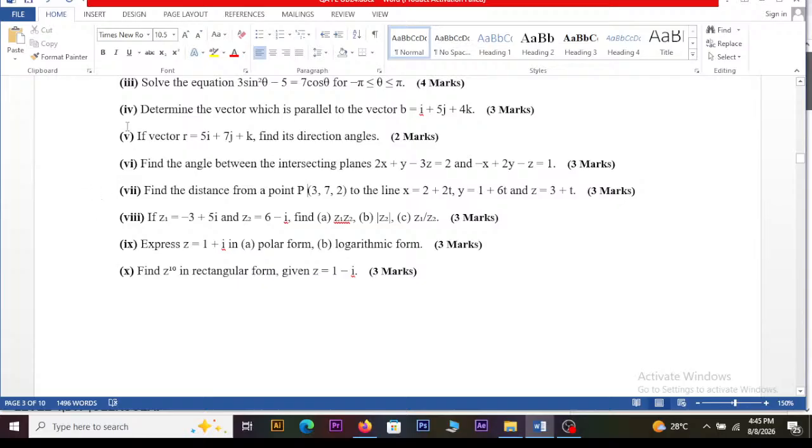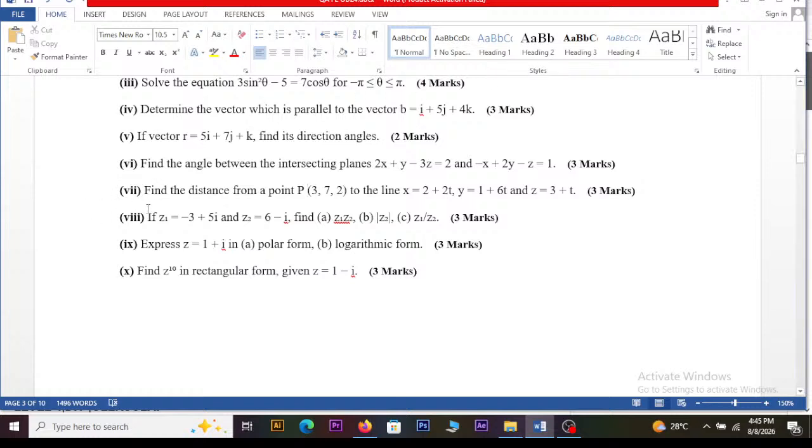Kwa hiyo unaona maswali, swali la 4, la 5, la 6 na la 7 la vector. Kwa hiyo vector imebeba jumla max ngapi? Vector imetoa maswali ambayo jumla max 5 na hii hapa jumla max 11. Vector peke yake kwenye section A.